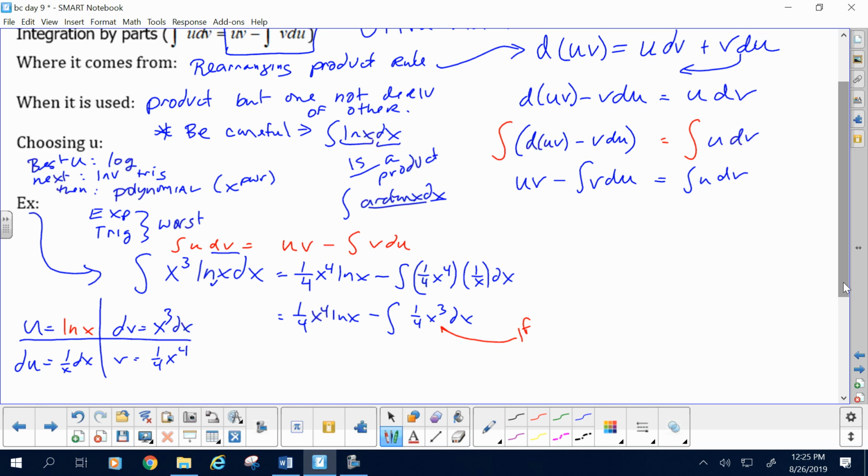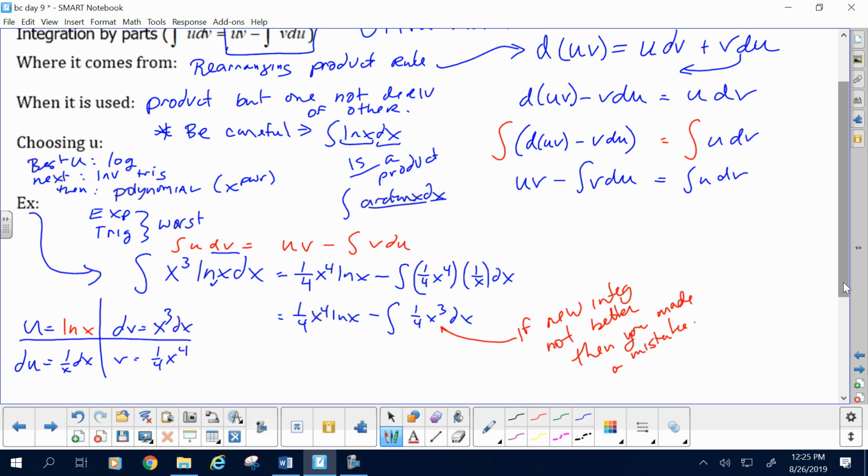Write yourself a note here. If the new integral is not better, then you made a mistake. The whole idea is to exchange an ugly integral for one that's better. And if that doesn't happen, then you must have chosen u badly.